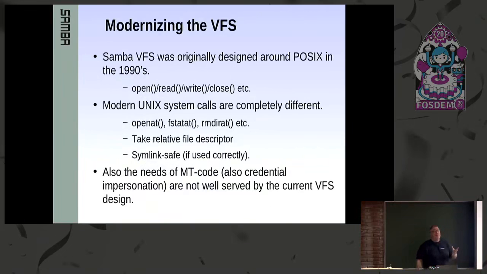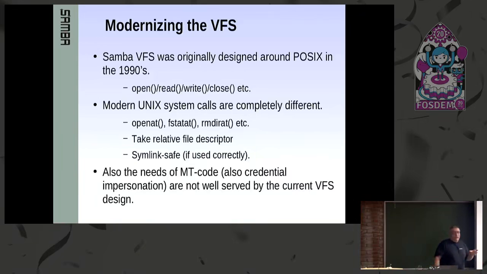As I say, the VFS was originally designed around POSIX, the 1990s. It's open, close, read, write, very simple. Modern Unix system calls, I don't know, however, most people are probably using some web framework wrapped in Rust or Go or C++ or whatever. But down and dirty under the covers, the modern Unix system calls are openat, fstatat, unlinkat, rmdir@. They all work relative to a file descriptor, and they're symlink safe if used correctly. So we have a boatload of code in Samba making things symlink safe that can go away when we move all our VFS interfaces to the @ versions.